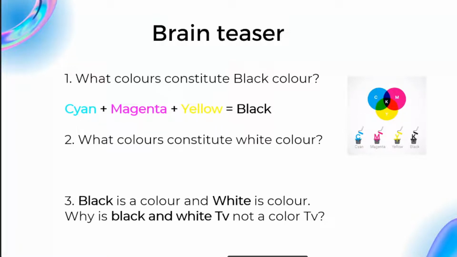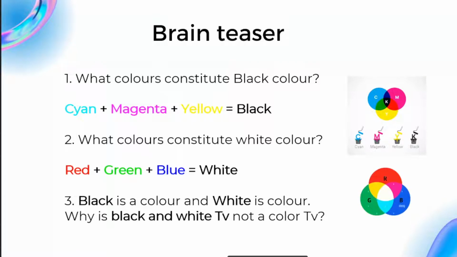Okay, good. It's red, green, blue. Green here is the secondary color. And we know green is what? It's blue and yellow. When you add blue to yellow, it's green. So if you want the white color, it is red, green, blue.